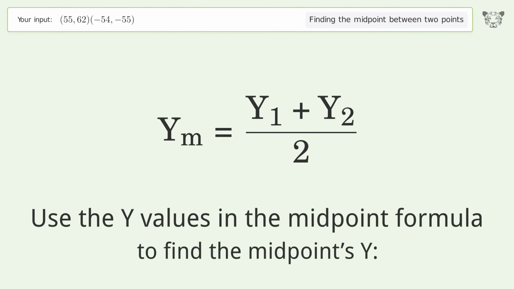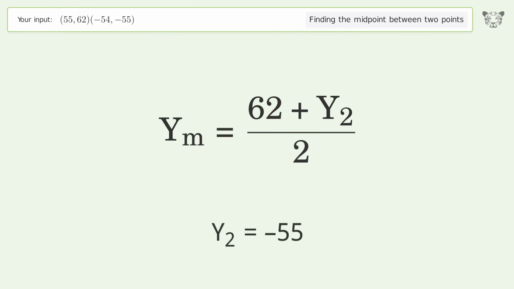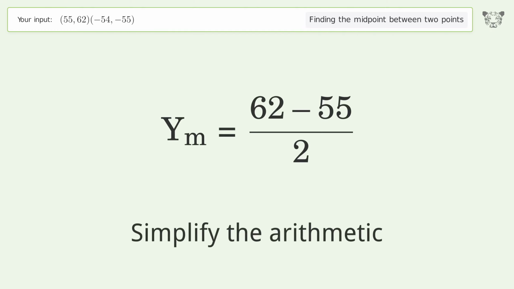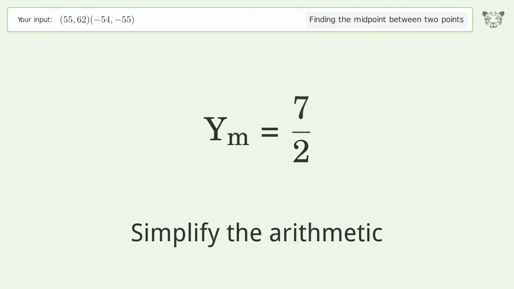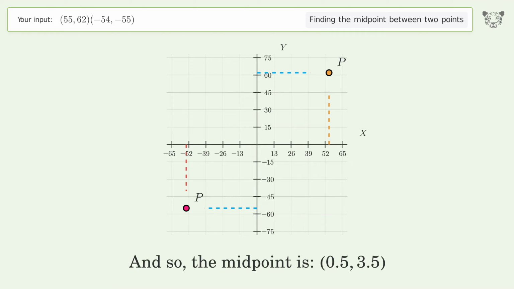Use the y values in the midpoint formula to find the midpoint's y. y1 equals 62. y2 equals negative 55. Simplify the arithmetic. And so, the midpoint is 0.5, 3.5.